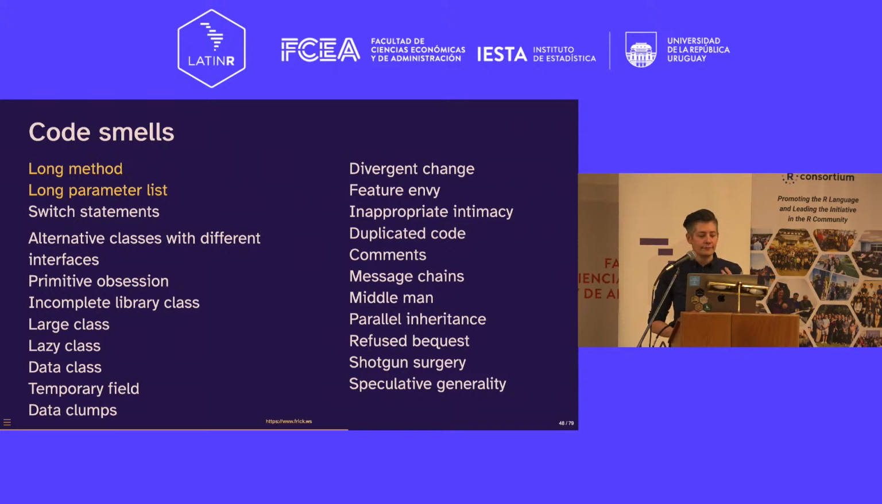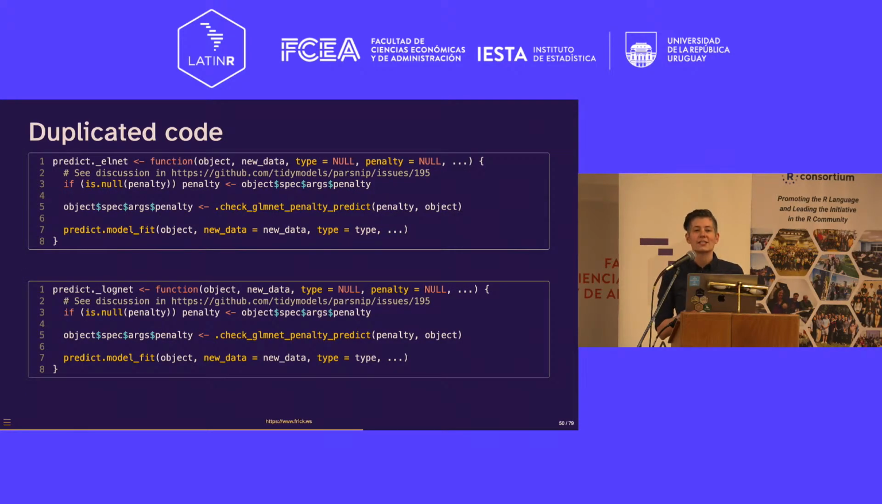And the other one I want to pull out of that list is duplicated code. What that is, I think, is pretty straightforward from the name. It's not quite like inappropriate intimacy. So, duplicated code. This is a slightly stylized version of code that used to be in Parsnip. And I'm going to give you a little bit of time for a round of spot the difference.